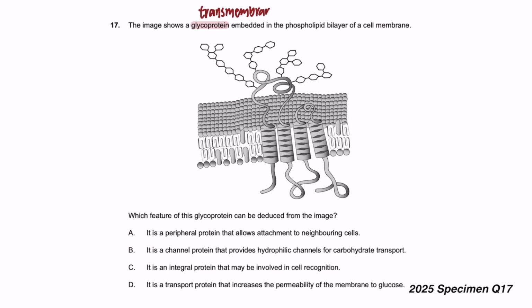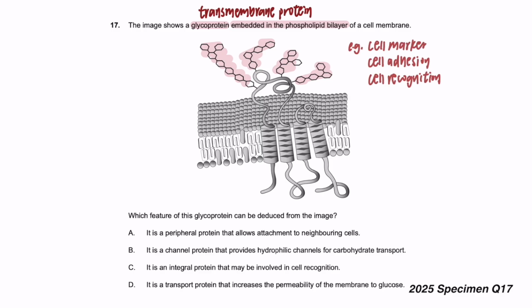Glycoprotein is a transmembrane protein that is embedded in the phospholipid bilayer. This part of the glycoprotein contains the carbohydrate chain, which is essential to the function of the protein, such as cell marker, cell adhesion and cell recognition.